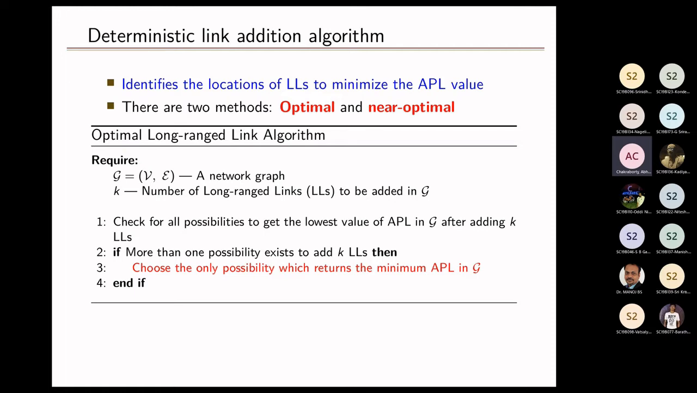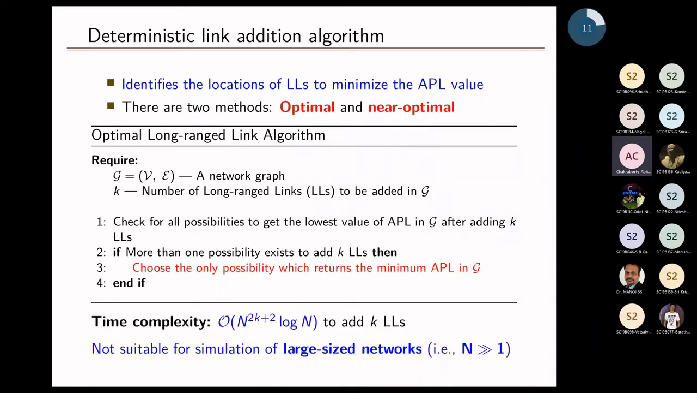Here, what we are doing is, for example, if we have to add two links in a network, we need to add both links together so that the overall average path length of the network can be minimized. If you have 10 links to be added, you need to add the 10 links at a stretch, not one by one, not sequentially. That is optimal. You need to add everything together so as to get the minimum value of APL.